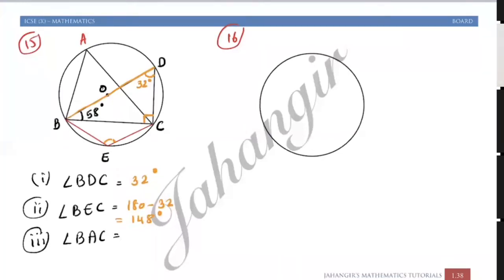Now we want BAC. How can you find BAC? सर 32 डिग्री सेम आर्क में है, same arc. Which arc you are talking about? BDC. BC. See, BAC. If you want, you can draw like this. BAC lies in arc BC. This arc.